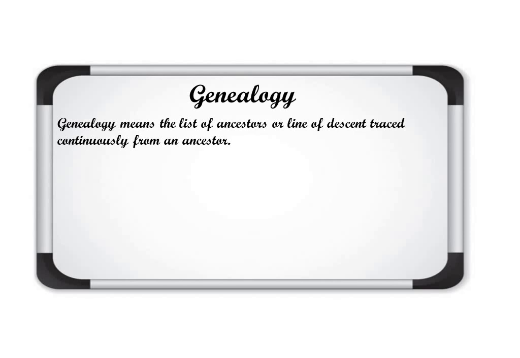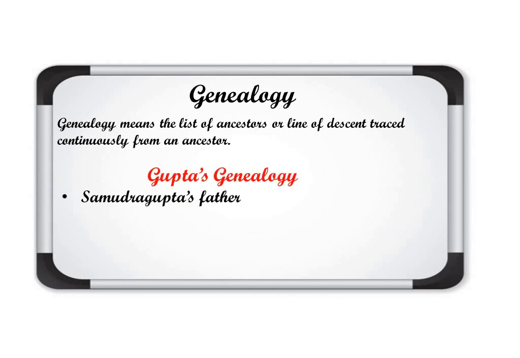Means from one Vansas to the descent, one line continuously it is given, that is genealogy, or in simple language the line that is the list of ancestors. So here we'll talk about Gupta's genealogy. Therein Samudra Gupta's father was Chandra Gupta I and his mother was Kumara Devi.